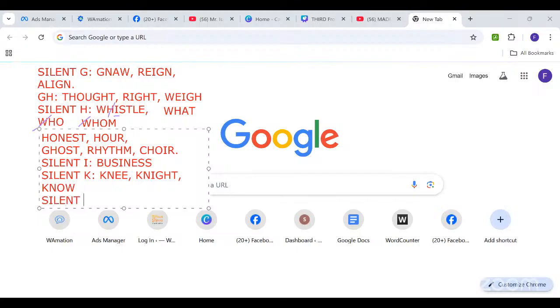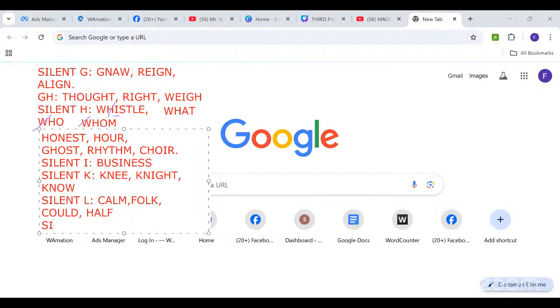Then we have letter L. Letter L is silent in words like calm, fog, old, half, etc. So most times when we have letter L after a vowel, the letter L becomes silent and the vowel becomes a long sound. When we have letter L after a vowel, the letter L becomes silent and the vowel starts to make a longer sound.